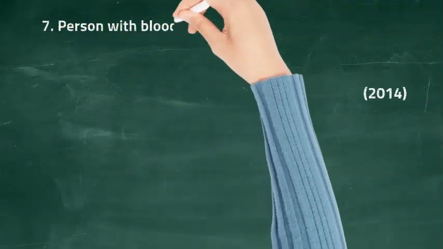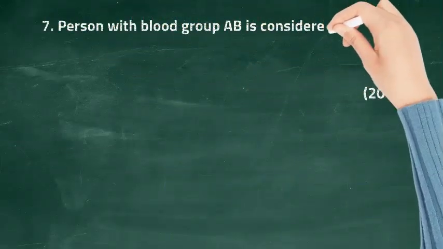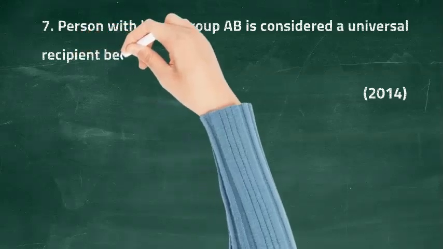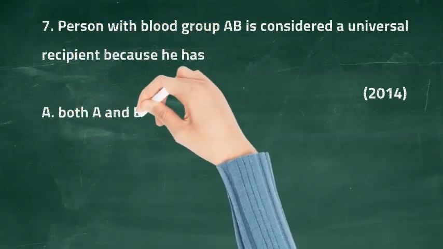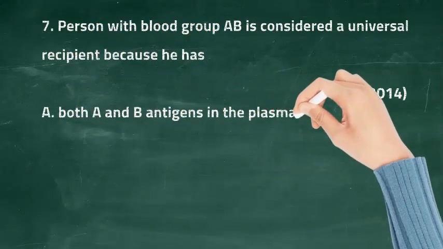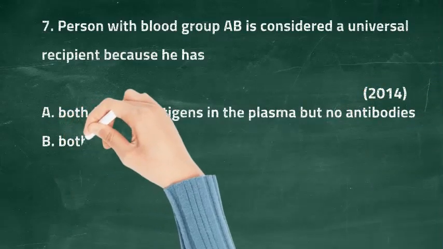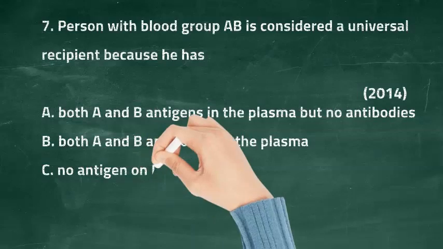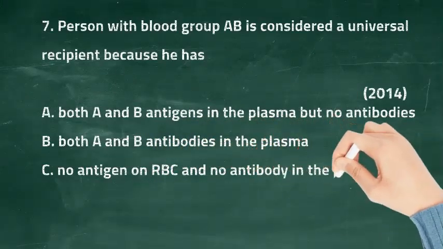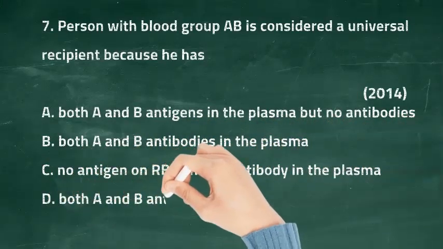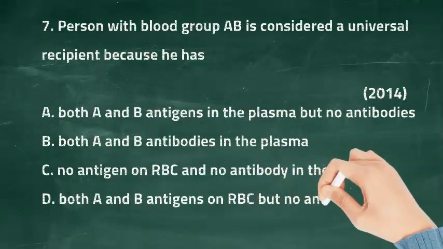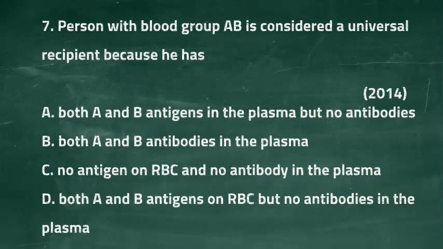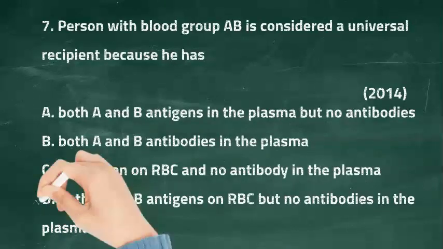Question 7. A person with blood group AB is considered a universal recipient because he has: option A, both A and B antigens in the plasma but no antibodies. Option B, both A and B antibodies in the plasma. Option C, no antigen on RBC and no antibody in the plasma. Option D, both A and B antigens on RBC but no antibodies in the plasma. The right answer is option D, which is it has both A and B antigens on RBC but no antibodies in the plasma.